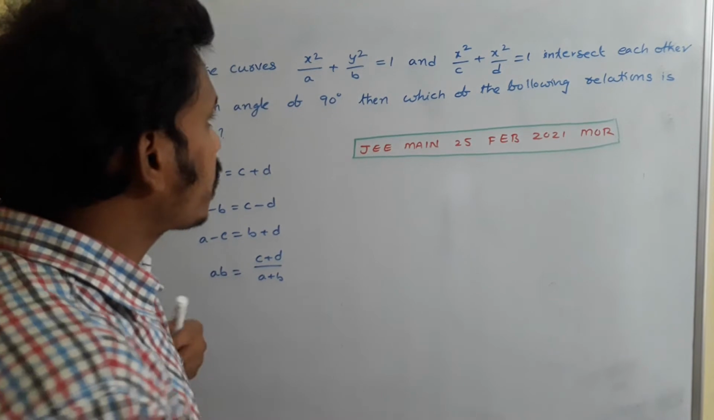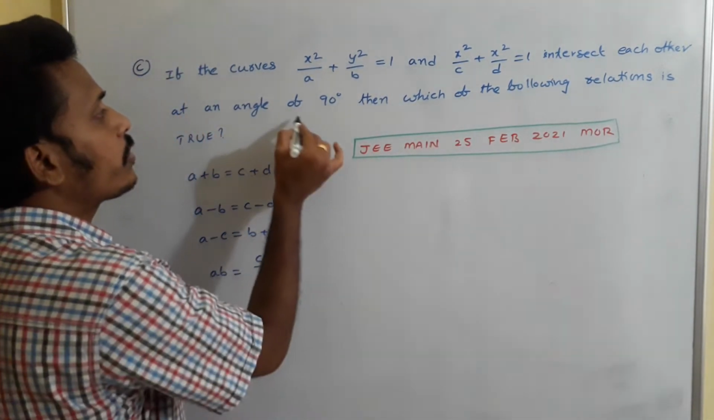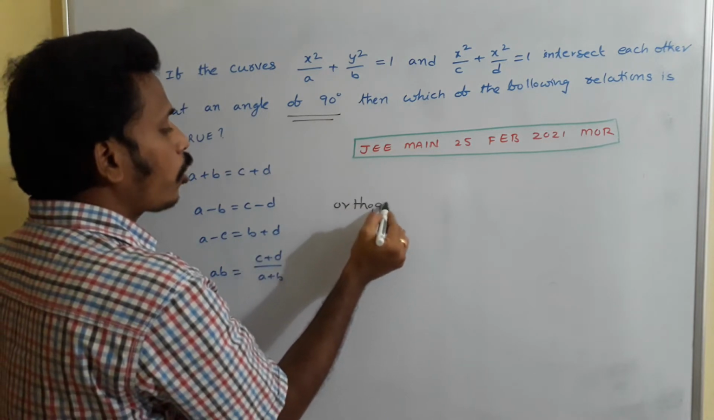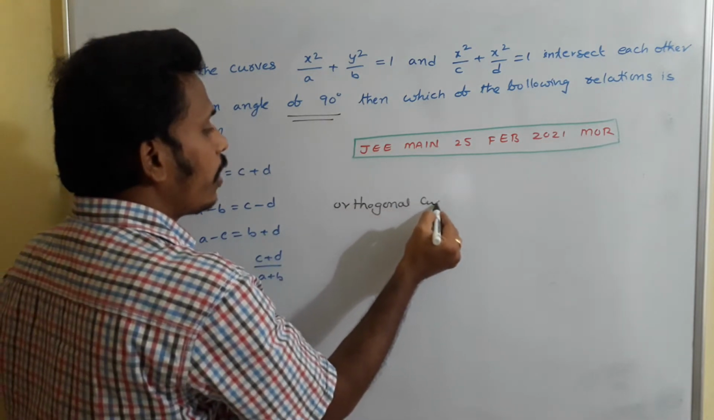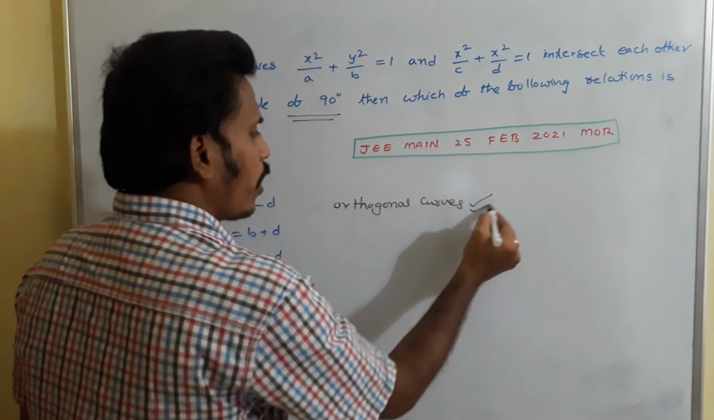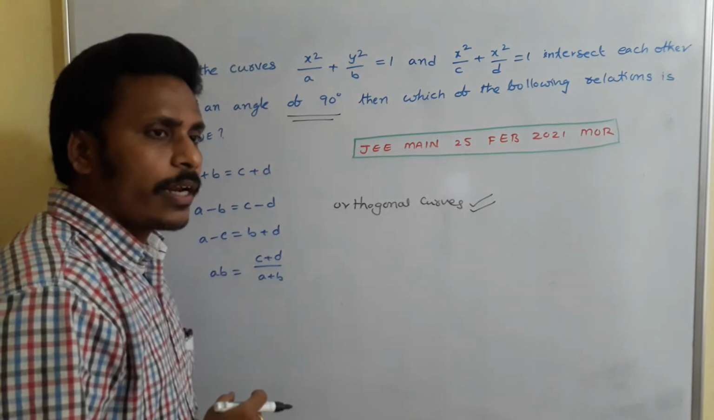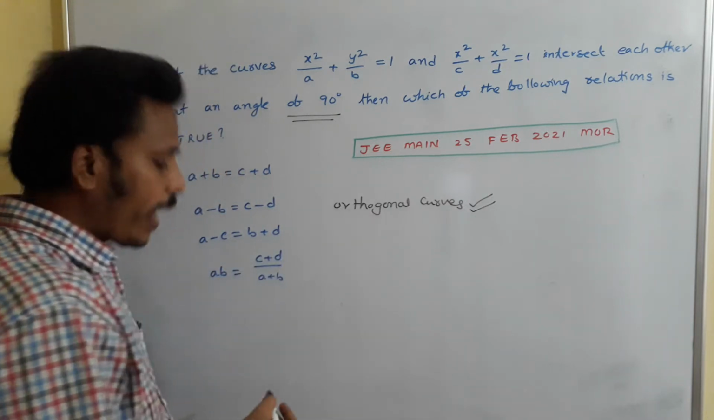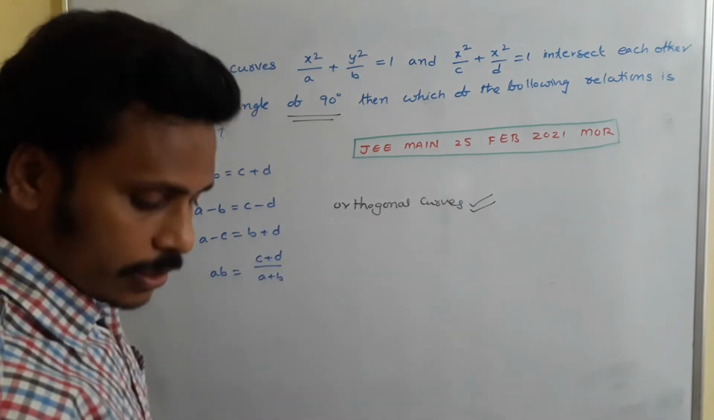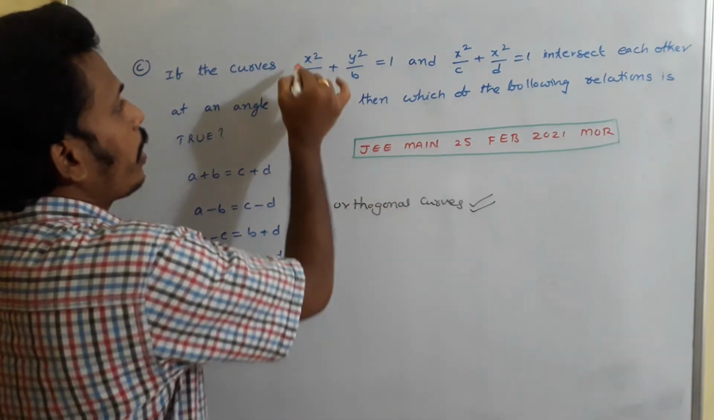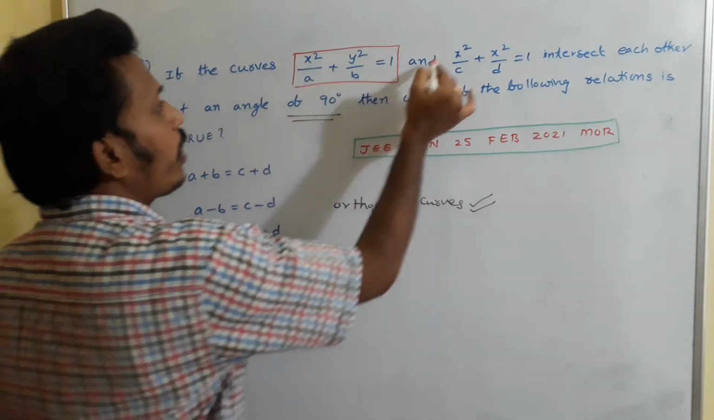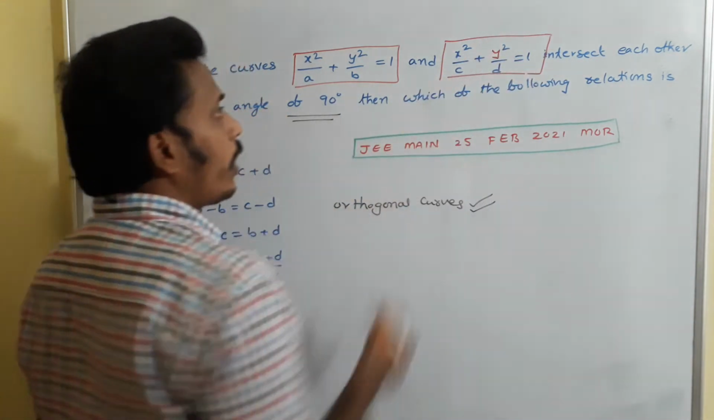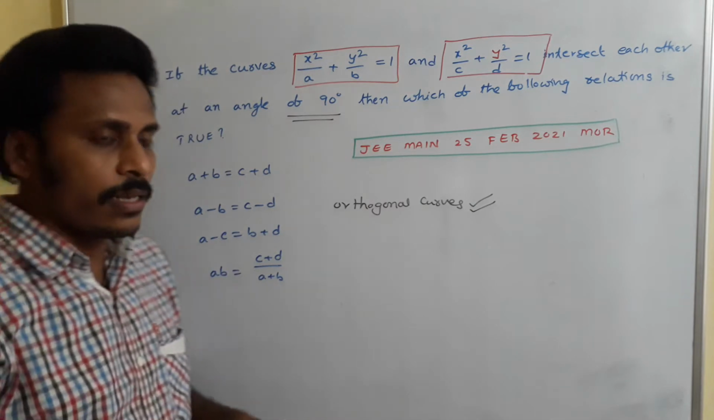In our regular class itself, we discussed that if the curves intersect at an angle of 90 degrees, then we call those curves orthogonal curves. And in our regular class, we learned different problems related to orthogonal curves, and one direct formula also. According to the direct formula, if two curves, x square by a plus y square by b equals 1, and x square by c plus y square by d equals 1, intersect each other at 90 degrees, that is the essence.